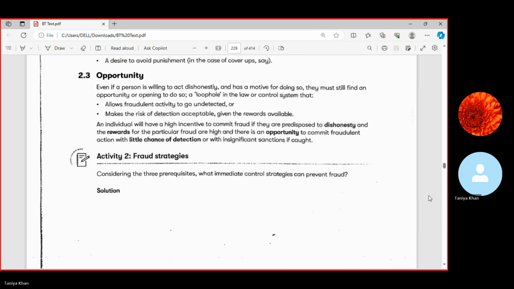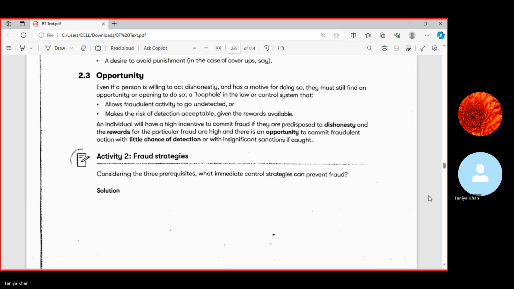Now, first of all, we have been dishonest. Second, we are motivated, or we are being encouraged, to commit fraud. Third, you should get the opportunity to commit fraud. So even if a person is willing to act dishonestly and has a motive, like the first two parts are solved, the third thing should be there, that is, you should get the opportunity to commit the fraud. So a loophole in the law or control system allows fraudulent activity to go undetected.